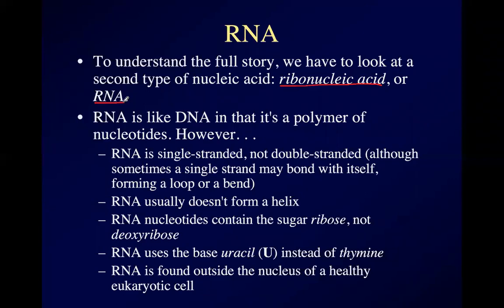RNA is like DNA in that it's a polymer of nucleotides, right? They're both nucleic acids. For your purposes, DNA and RNA are the only two nucleic acids we're going to talk about. The differences are, first of all, RNA is usually single-stranded. You can make double-stranded RNA in a lab, but in life, RNA is usually single, although sometimes you can have a single strand that will bond with itself and make a loop.